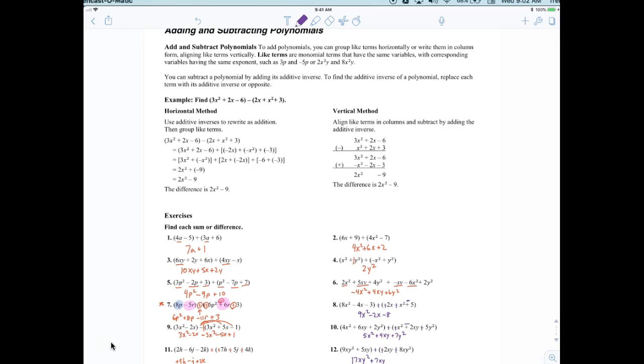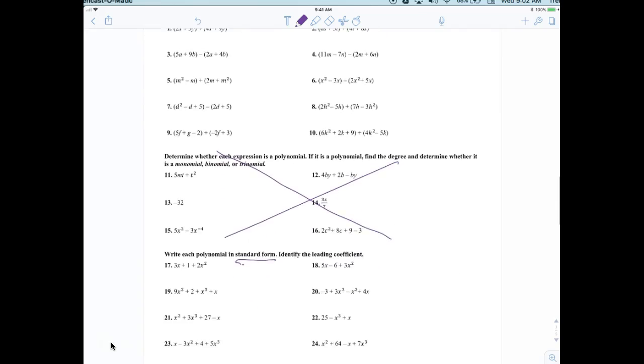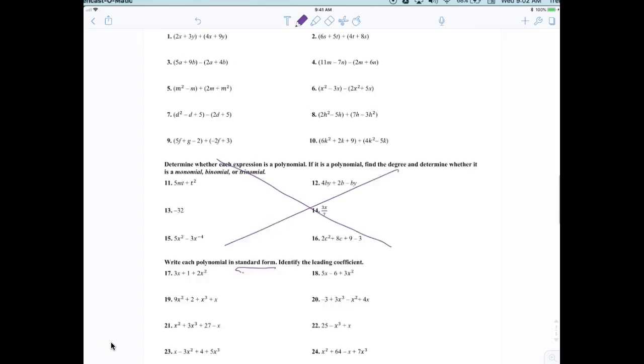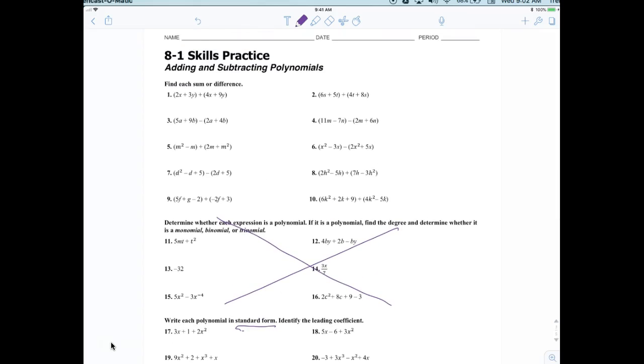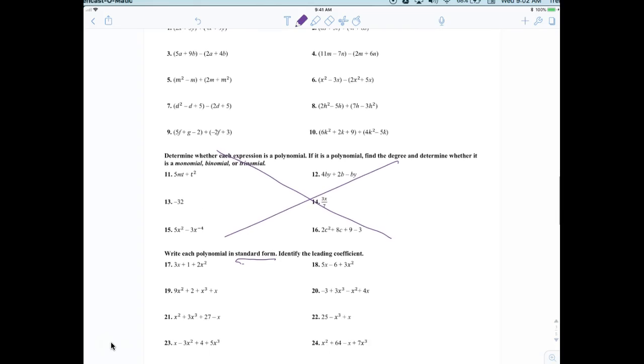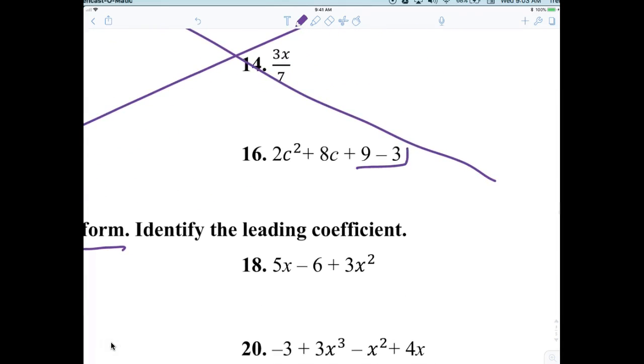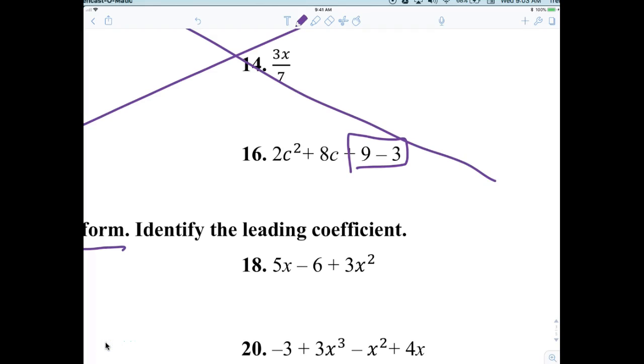Get to work. And again, I told you exactly what I wanted you to look at. I don't care about the monomial, binomial, trinomial stuff, but everything else is important, and it's really not hard. Practice. For 16 on the binomial, trinomial, listen to me. You would combine the 9 and the 3. You hear me? So it's really a trinomial. But if there were 4, you would just simply say it's a polynomial. You hear me? It's a polynomial.